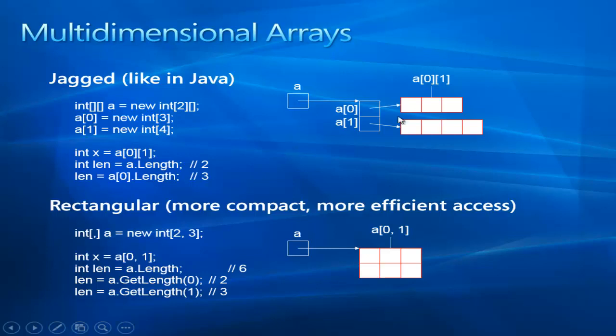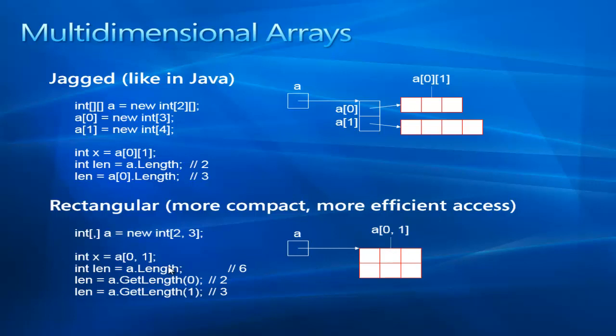How do I access this element? The way in which I do it is X, the first array you're pointing to, and within the first array you're pointing to the second element. So this is how you do it. How do I do it in a rectangular array? It is simple. First row and column, so it's going to point to that element. Now, how do I find the length of the array?